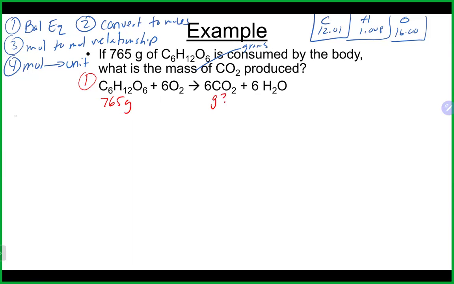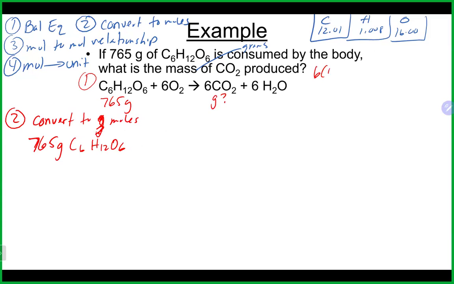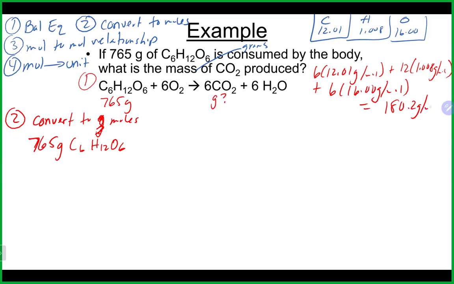And that means that for step number 2, we need to convert to moles whatever they gave us. In this case, it would be our 765 grams of C6H12O6. Once again, we need to go to the periodic table and get the molar mass of this guy. That would be 6 times our 12.01 plus our 12 times our 1.008, and we got 6 times 16 in this case. It's like 180.2 grams per mole, I believe.